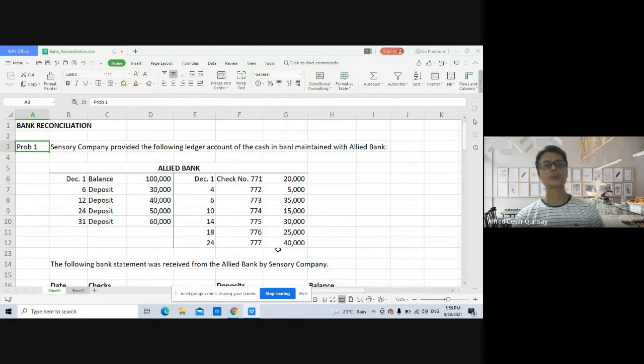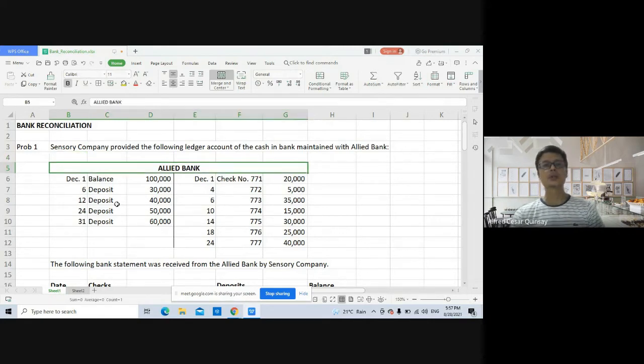So it says here, problem number one. Century Company provided the following ledger account of the cash in bank maintained with Allied Bank. For those of you who don't know Allied Bank, this is a bank many years ago that was merged with another bank. So as you can see here, the T account encompasses the ledger of the company. So sa company ito, yung cash in bank account nila.